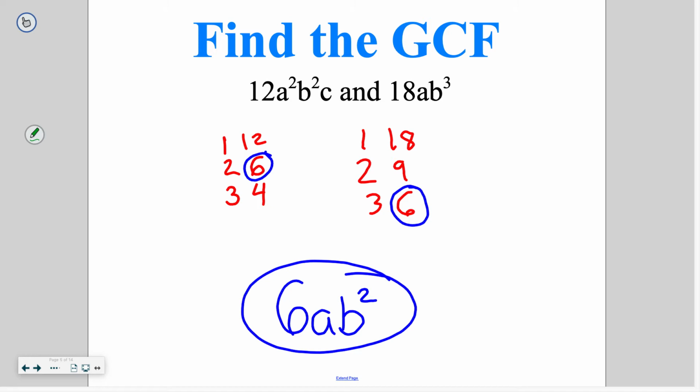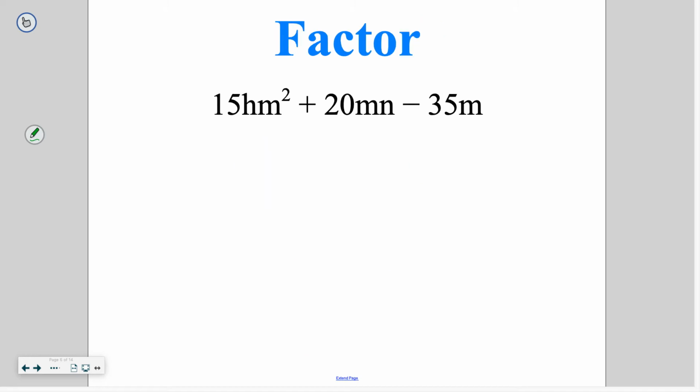So now that we understand the concept of GCF, we're going to use it to help us factor. When we factor, we always want to pull out the GCF. So I'm going to look at all of these, and I've got 15, which is going to be 1 and 15, 3 and 5. I've got 20, which is 1 and 20, 2 and 10, 4 and 5, and then I've got 35, which is 1 and 35, 5 and 7.